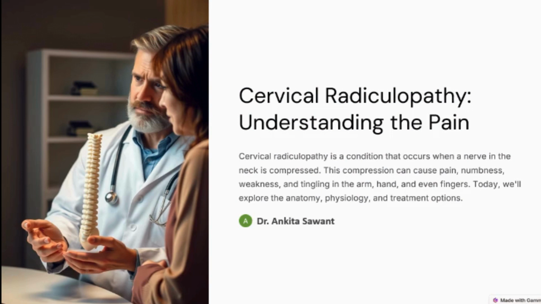I am Dr. Ankita Sawant and today I am back with the topic on cervical radiculopathy. So in this session we'll discuss cervical radiculopathy, which is a condition that affects the cervical spine and often causes pain, weakness or numbness in the arm. It's commonly referred to as a pinched nerve, impinged nerve, or compressed nerve. So let's dive into its causes, anatomy, diagnosis and management, including physiotherapy interventions.